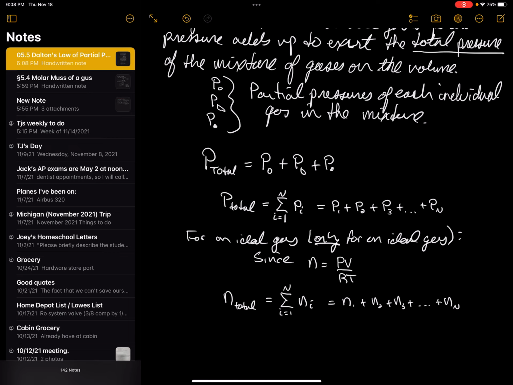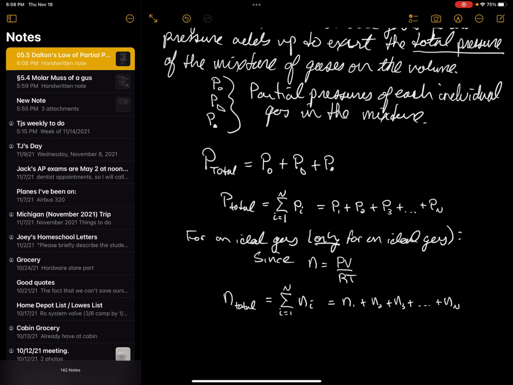In other words, the total number of moles in this ideal gas mixture is the number of moles of species 1 plus the number of moles of species 2 plus the number of moles of species 3, all the way up to the number of moles of the nth species is the correct way to say that.